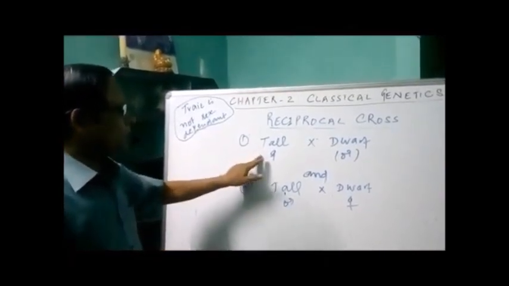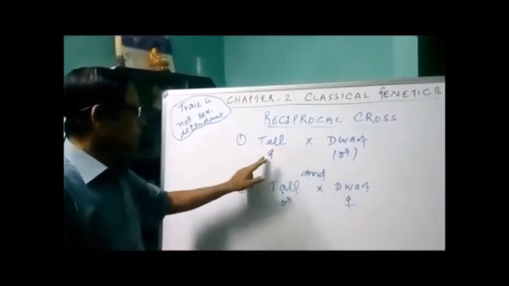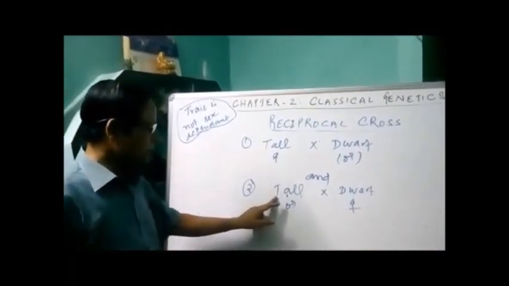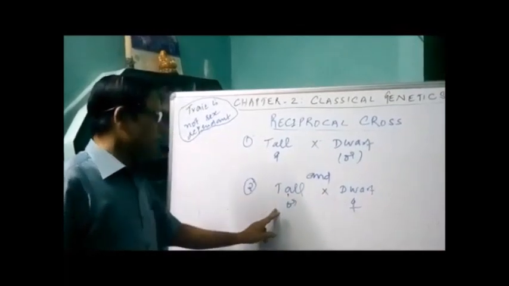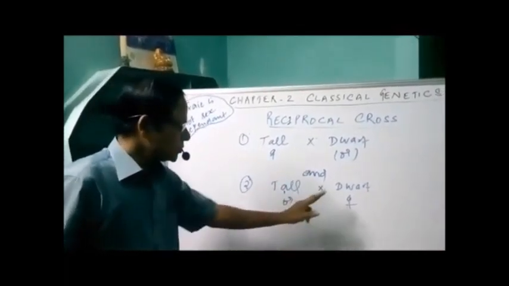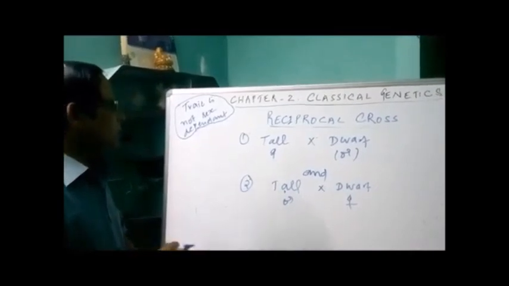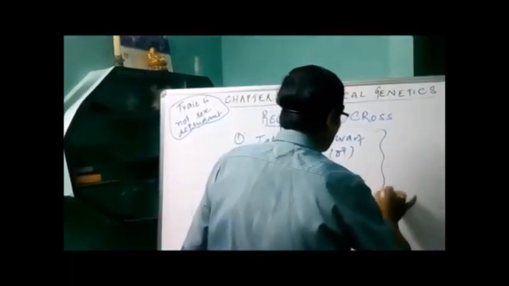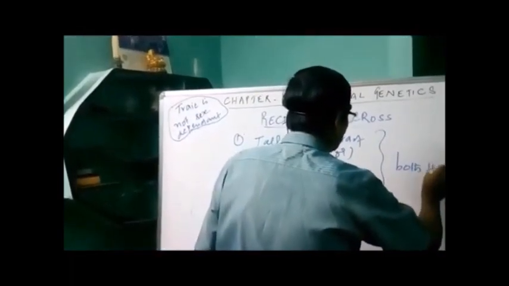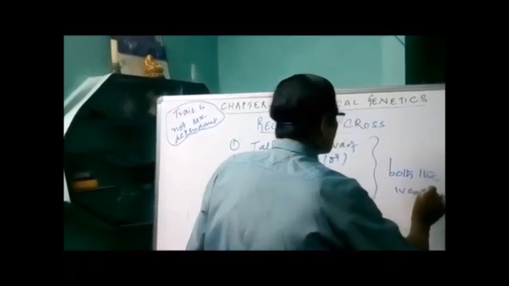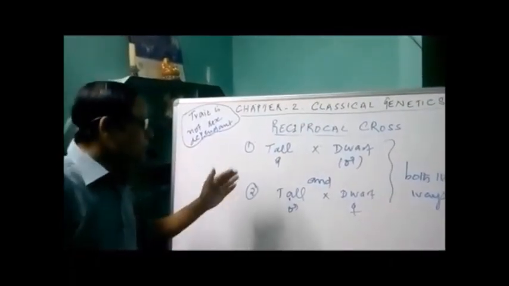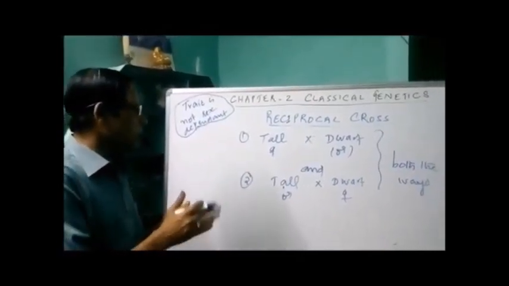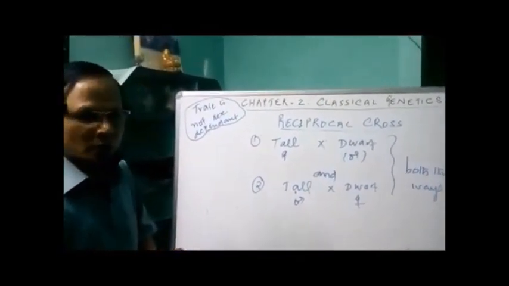In the mating of the tall plant with the dwarf plant, the pollen grain from the dwarf is transferred to the tall. In the second one, the mating of the tall plant with the dwarf, the pollen grains are transferred from the tall plant to the dwarf plant. Here you see that the matings occur in both the ways. Such matings that occur in both the ways are called reciprocal crosses.